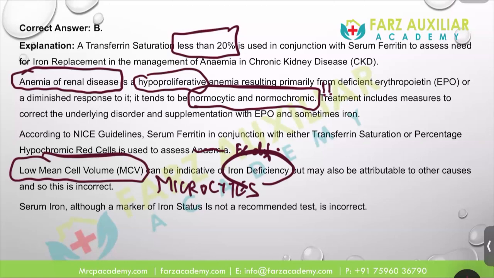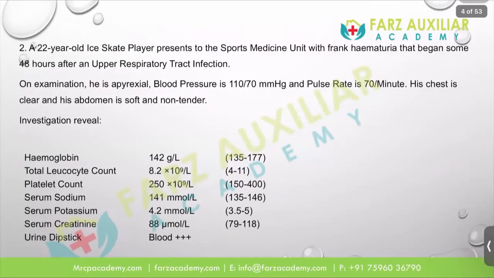So this is incorrect, because iron deficiency can be because of nutritional anemia, and so many other reasons. But to specifically define anemia of renal disease, you need to see that the patient's transferrin saturation is low, and the ferritin is also low. Serum iron, although a marker of iron status, is not a recommended test. It is incorrect, because iron may not be the reason for anemia in CKD. Iron may even be normal.